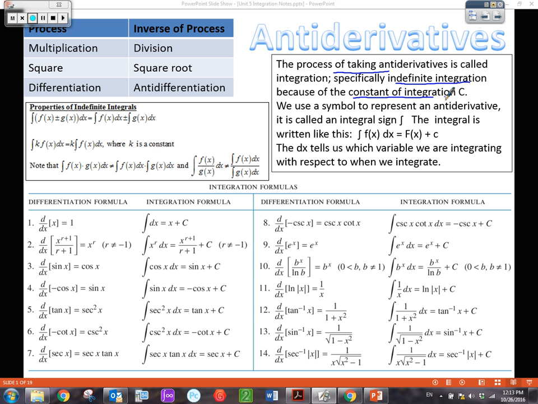So we use a symbol to represent the antiderivative. It's called an integral sign, this little S-looking thing. You've probably seen it before. And the integral is written like this, integral f of x dx. So I want to spend a little bit of time on this dx. In Calculus 1 and Calculus 2, this dx seems like extra. We wonder why we are putting it. Well, what it does is it tells us which variable we are integrating with respect to.